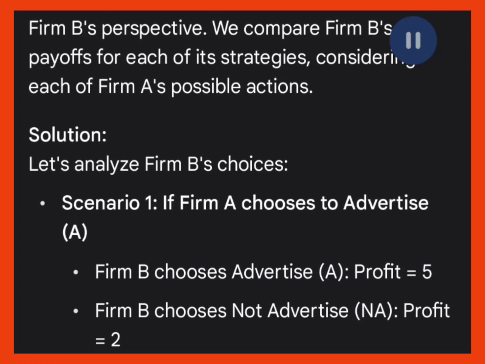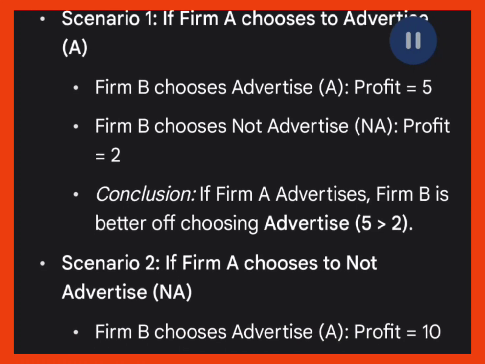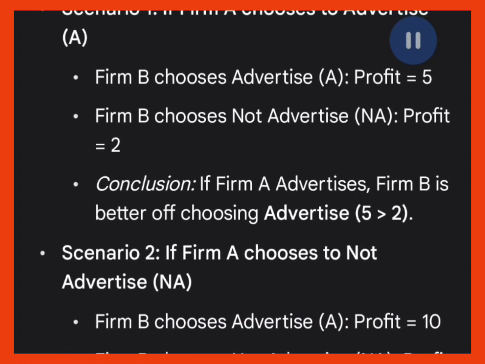Scenario 1. If Firm A chooses to advertise A, Firm B chooses advertise A: profit equals 5. Firm B chooses not advertise NA: profit equals 2. Conclusion. If Firm A advertises, Firm B is better off choosing advertise, 5 greater than 2.